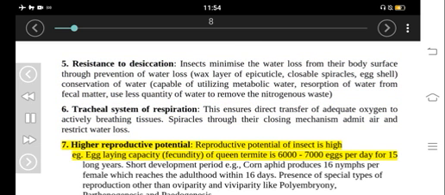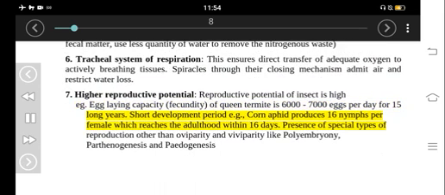7. Higher reproductive potential. The reproductive potential of insects is high, e.g., egg-laying capacity, fecundity, of a queen termite is 6,000-7,000 eggs per day for 15 long years. Short development period, e.g., corn aphid produces 16 nymphs per female, which reach adulthood within 16 days. Presence of special types of reproduction other than oviparity and viviparity, like polyembryony, parthenogenesis and paedogenesis.